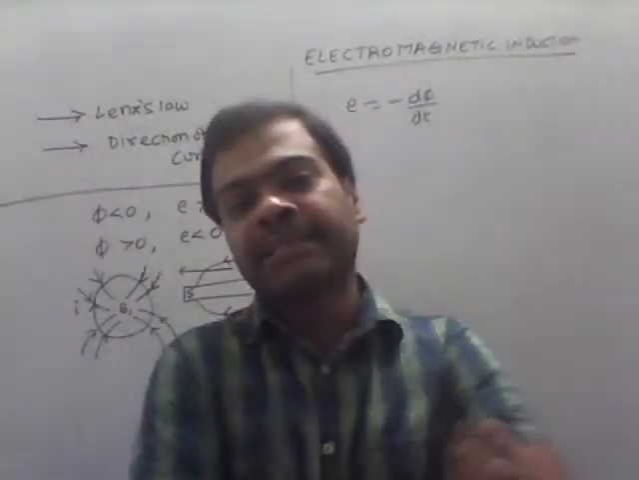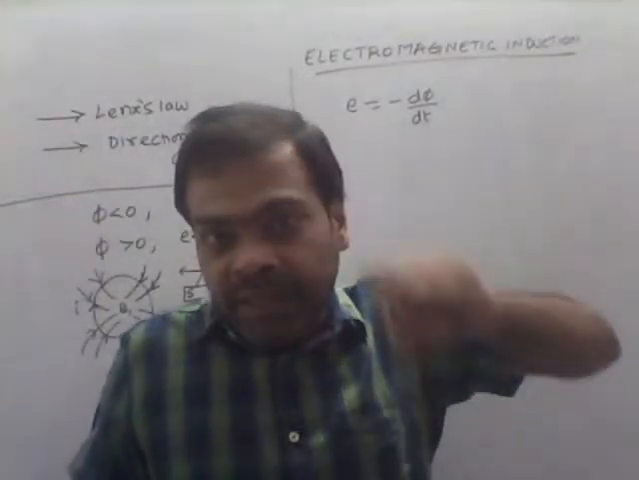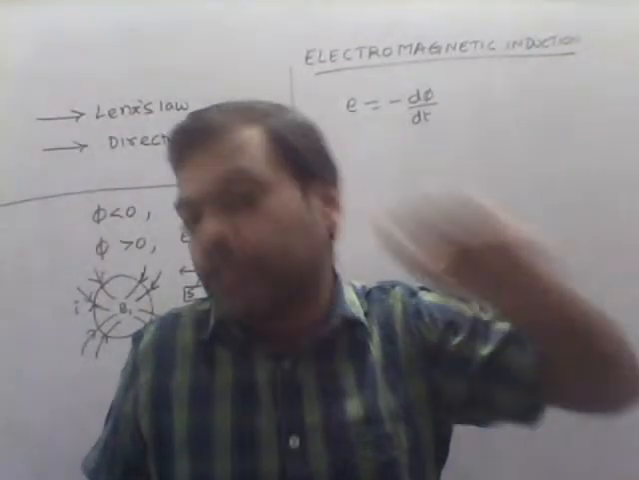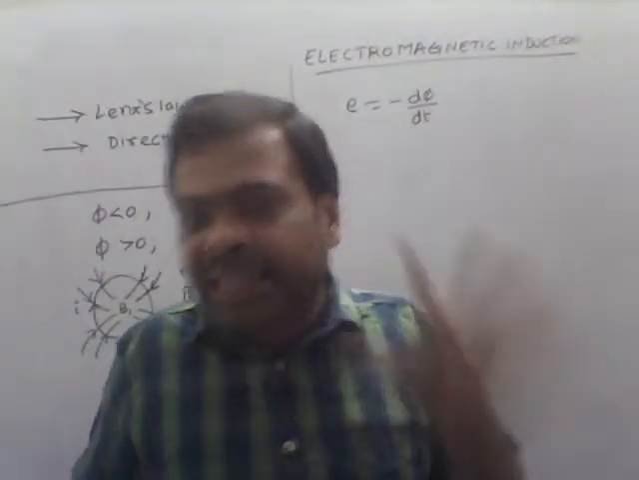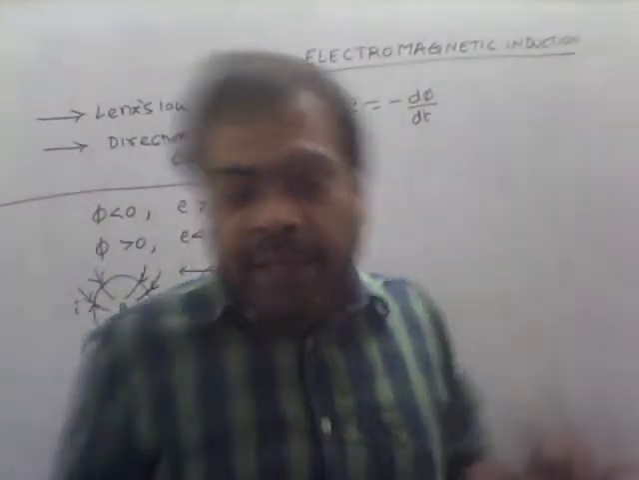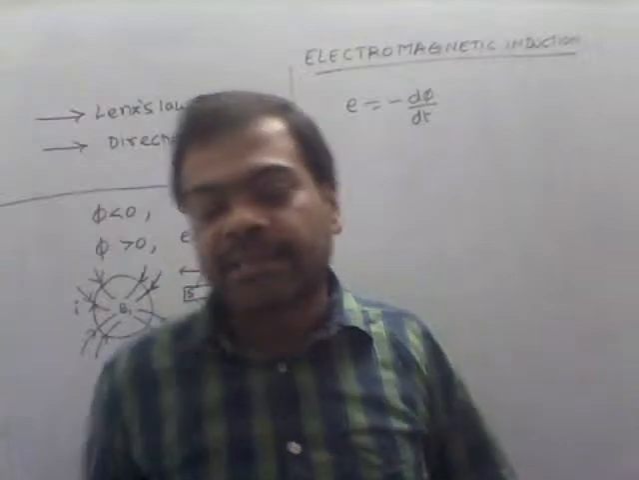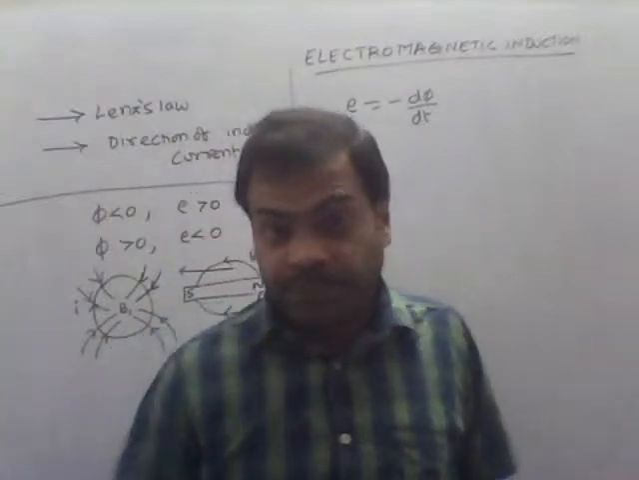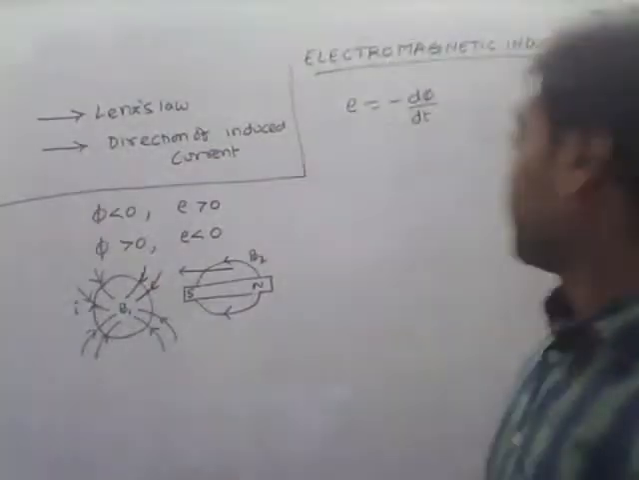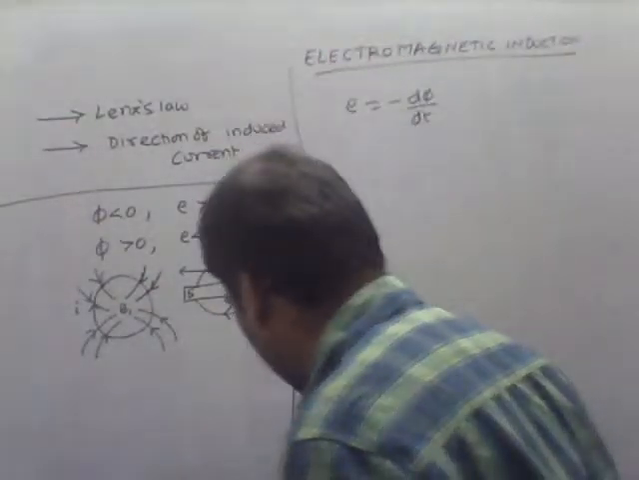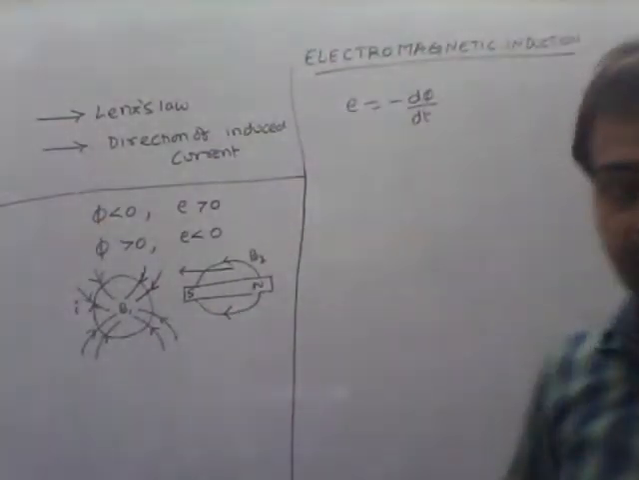And students, please focus on this Lenz law and direction of induced current, because they are asking theoretical questions in the entrance exam as well as in the board exam. Firstly, induced EMF, I got it as E equal to minus d phi by dt.